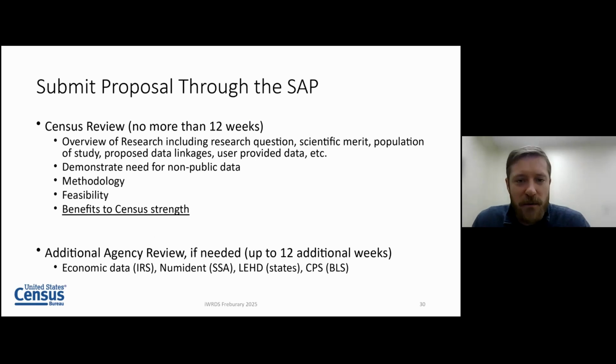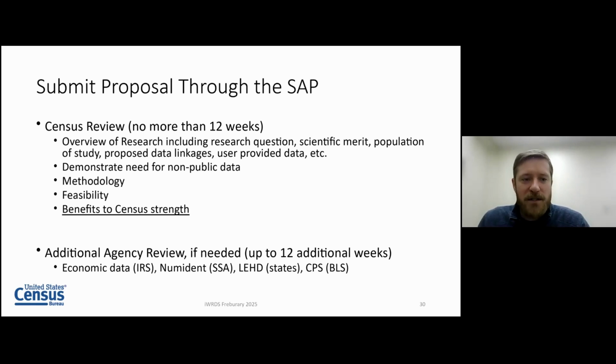Okay, so once a proposal is in shape to submit through the SAP, it is channeled to census reviewers. These reviewers will look for specific criteria, and again, this is where I can help in the proposal process itself, making sure we meet these criteria. The demonstrated need for non-public data, scientific merit, and methodology are the bare minimum to even consider a project. You as a researcher are going to be more of an expert in your field and your methods than I am. So that's usually the easiest part to clear.